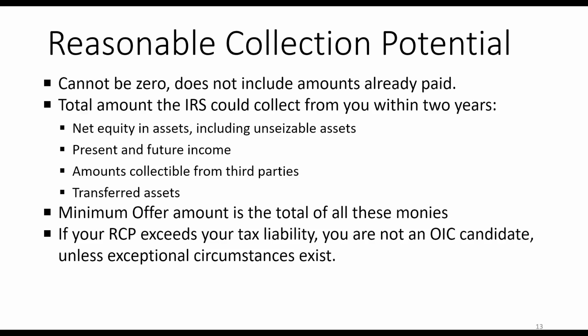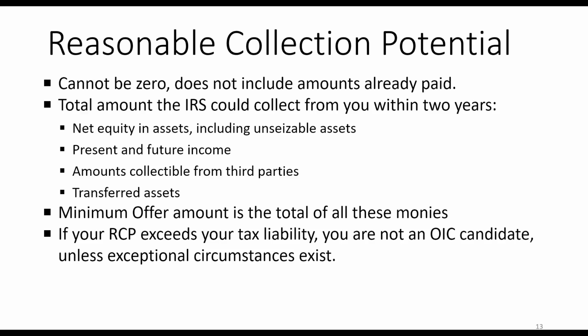So it's the total amount the IRS could collect from you within 2 years. And so, Melissa, yes, the periodic payment plan is a 24-month, 2-year look. Carlton, RCP is reasonable collection potential. That's up there in the title, at the top of the screen. Reasonable collection potential is RCP.